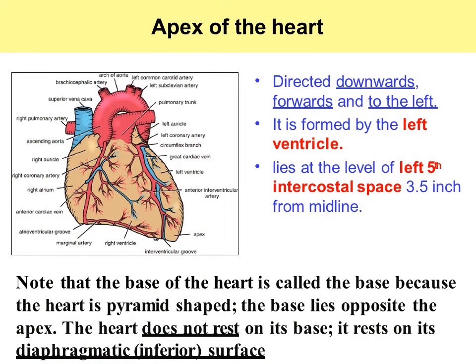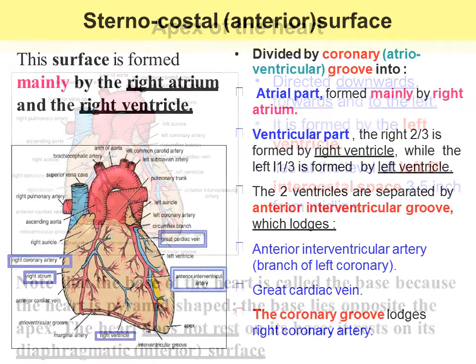So this is the apex of the heart. It is directed downward, forward and to the left, and it is formed by the left ventricle. It lies at the level of the left fifth intercostal space, 3.5 inches from the midline. Note that the base of the heart is called the base because the heart is pyramidal in shape. The base lies opposite the apex and the heart does not rest on its base. It rests on its diaphragmatic or inferior surface.